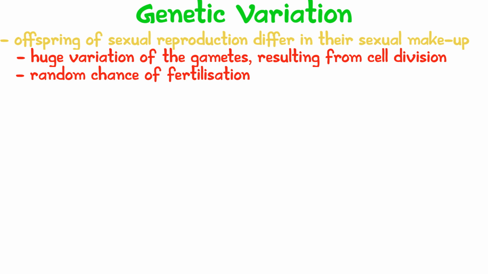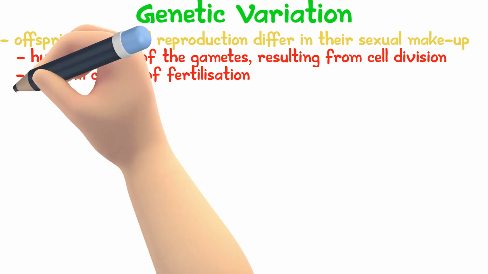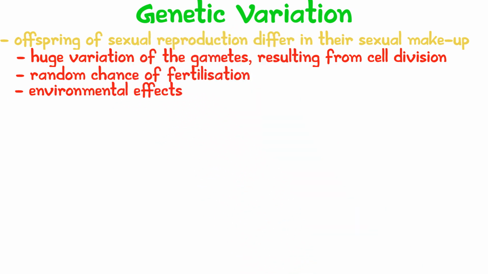The organism's appearance depends not only on the genes but on the environment as well. For example, while the height of someone is mainly controlled by the genes, it also depends on the availability of food.